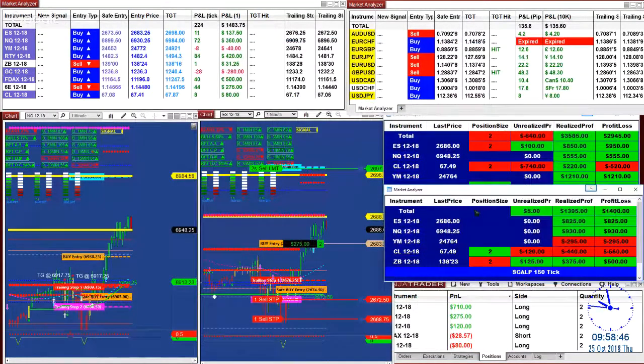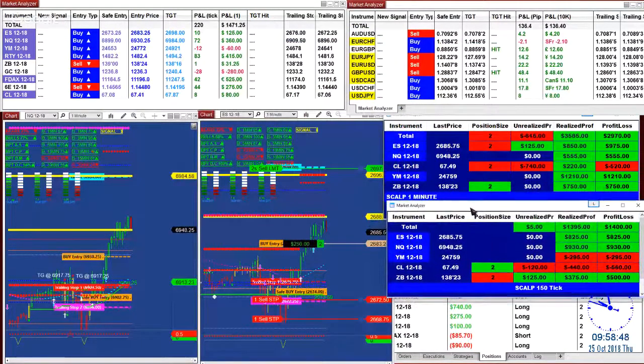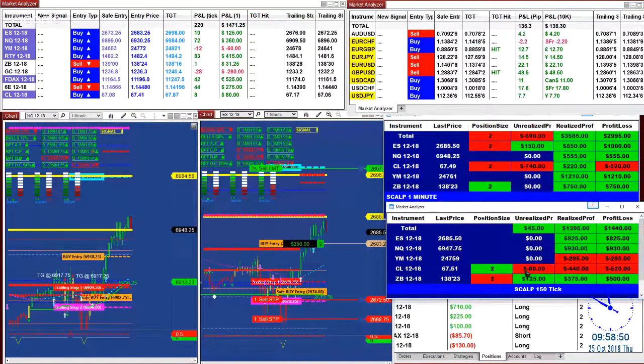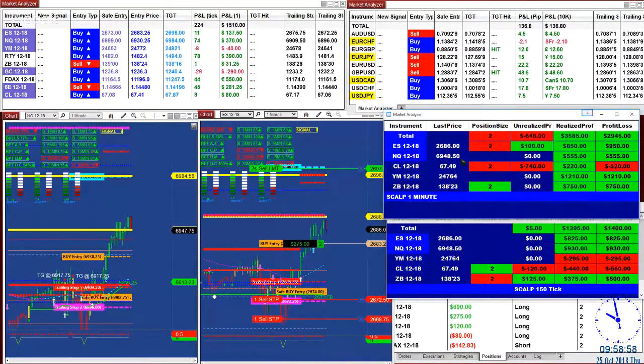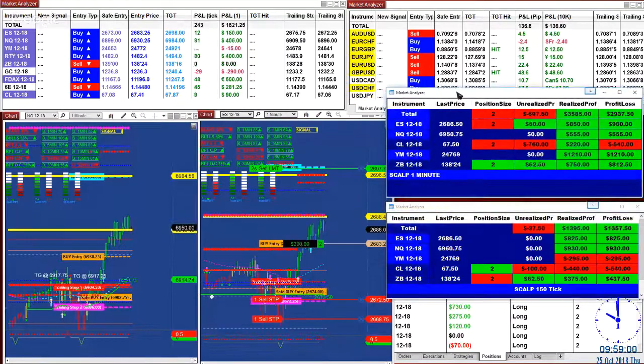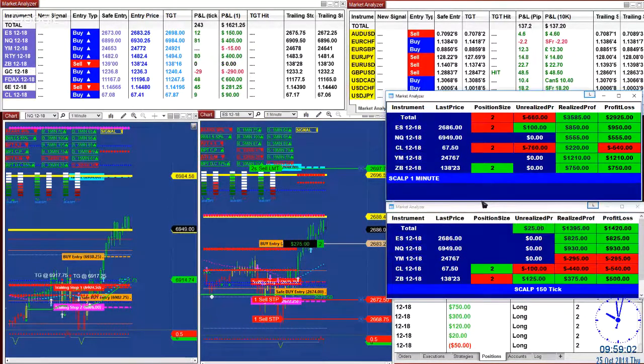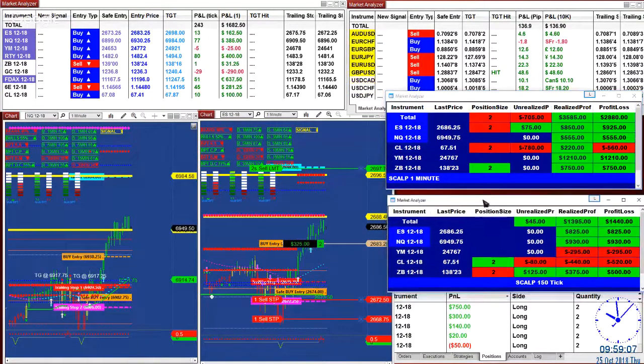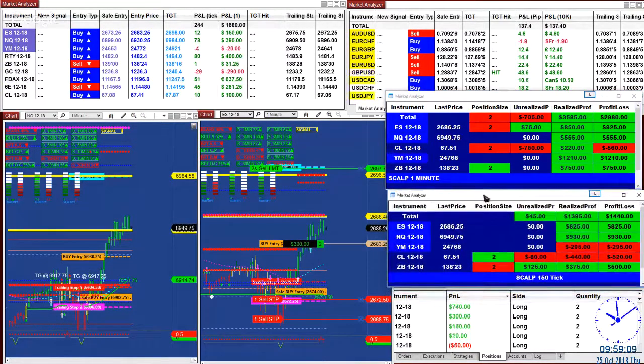Right here is the market analyzer for the scalpers, which today we are struggling a little bit on. Those are the scalpers, the ones in the blue color. We are using every day the same numbers, 1 minute and 150 ticks. This is every single day.